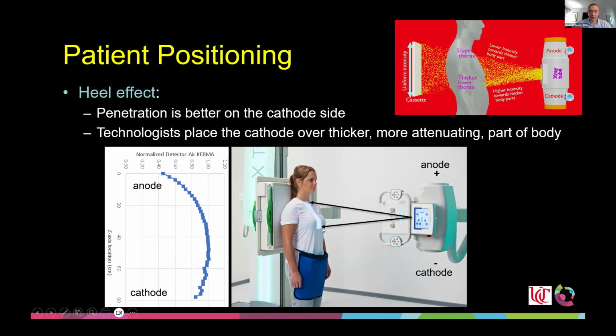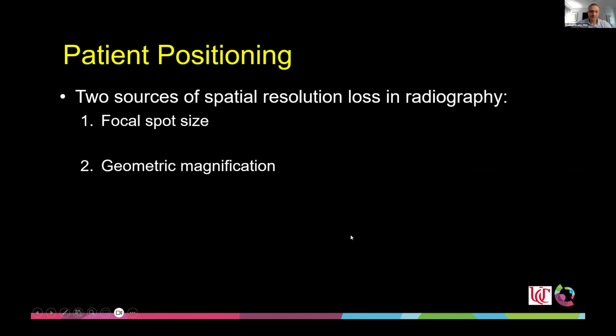And so the thicker part of the body will be penetrated fine because we have more X-rays coming from the cathode side. You can kind of see this in this image up here, where more X-rays will pass through the thicker part of our body, less X-rays will pass through at the anode side, but the exposure to the detector will be more uniform. So patient positioning and setting up the tube with respect to the patient size is very important. Now let's talk a little about spatial resolution in the X-ray image.